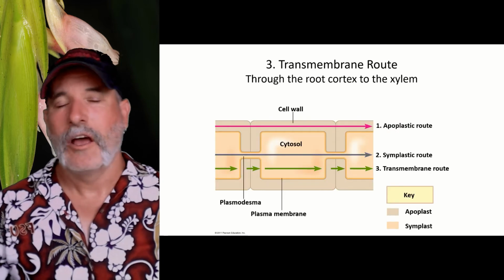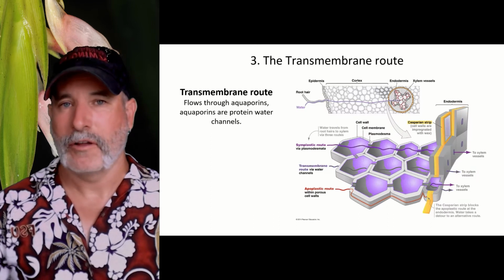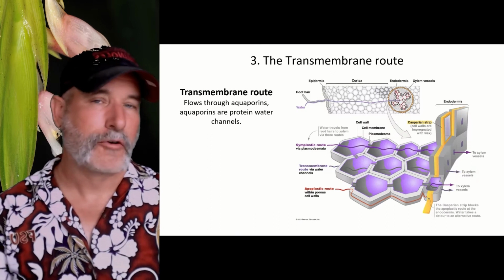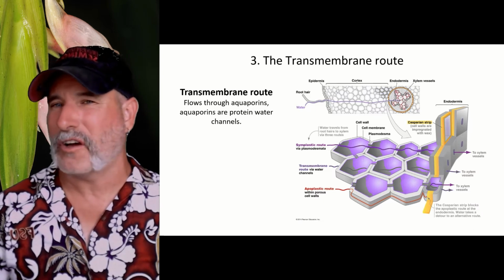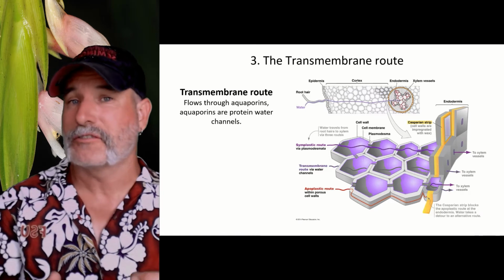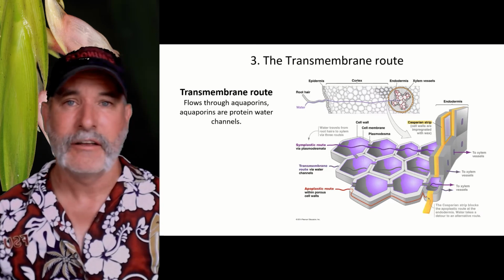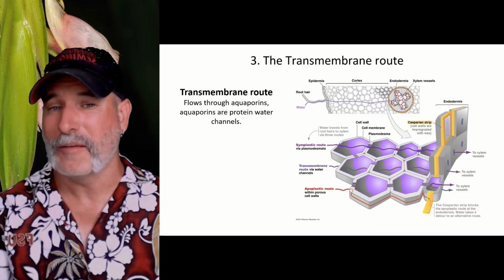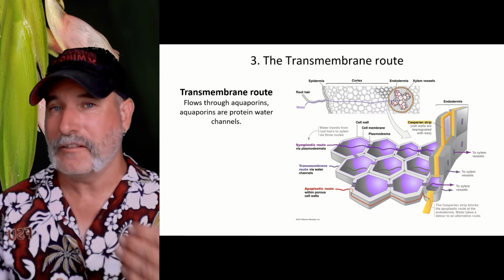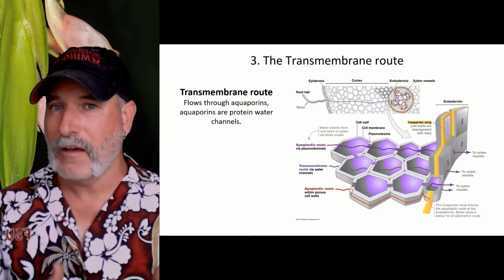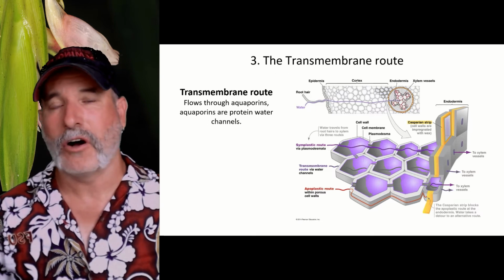And then lastly, you can go through the transmembrane route. Now the transmembrane route is traveling through the cells and through the membranes. And water molecules are very small, so they can slip through the hydrophobic interiors of the membrane. So even though they're made up of phospholipids, because water is small, it'll go through it, but it can be slowed down.